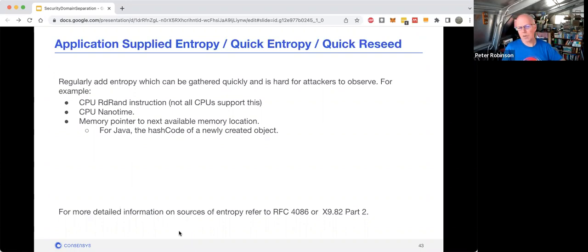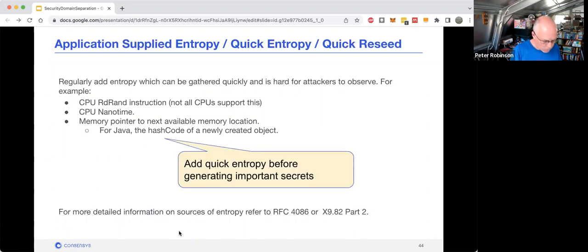You could combine that with the nanotime. So nanotime is a nanosecond counter that's available on many CPUs these days, which just counts up in nanoseconds. And so if you at any time just grab that, then that'll give you a good idea of what the current time is. You can also see what the next available memory location is in your running code. Those values should be pretty quick to gather, and they're going to offer at least a couple of bits of uncertainty in the eyes of the attacker. But there are standards written on how to gather entropy, so have a read of them.